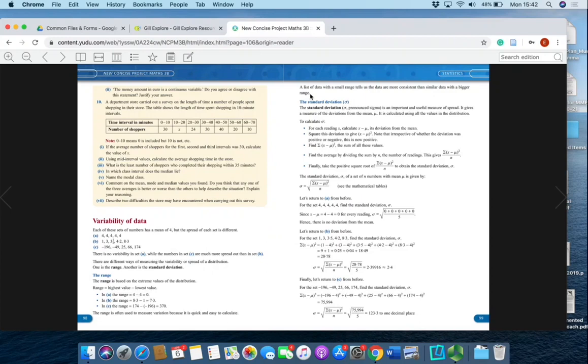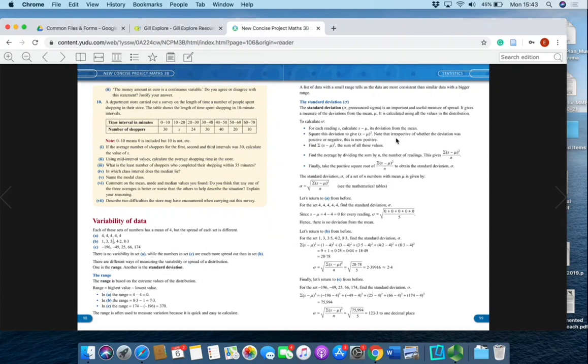Okay, another measure of spread, or variability, is what's called standard deviation. It's given a Greek letter called sigma. It's like an o with a hat on the top, and it is one of the most important and useful measures of spread. It gives a measure of the deviations from the mean, and it's calculated using all the values in the distribution. Okay, so the advantage of standard deviation is that every value is compared to the mean, and we use all values in the distribution to calculate standard deviation. If you compare that to range, we only take the max value and the min value. We don't even look at the ones in the middle.